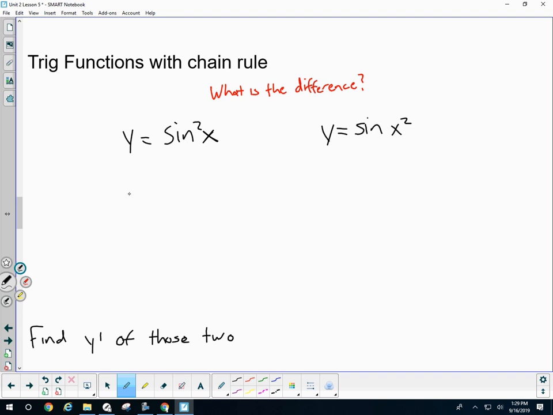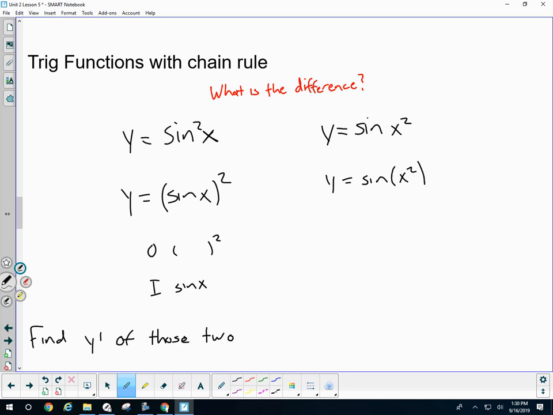The first one, if I rewrote, and we need to be comfortable rewriting sine squared of x as sine x squared, still, the outside is the square, the inside is the sine. But we will find in some situations a trig function will be the outside. If you see something like sine x squared, you should rewrite it as a sine and use parentheses of x squared.